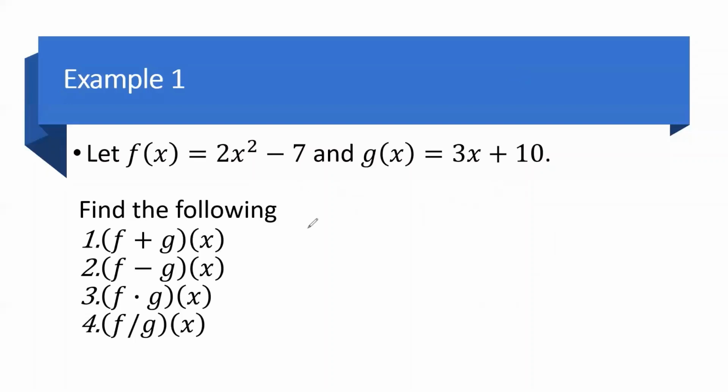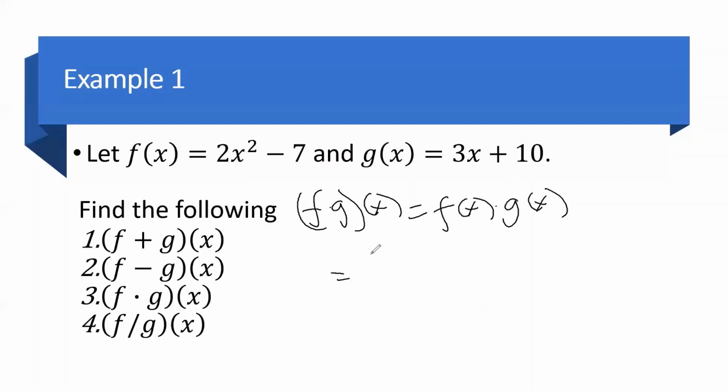Now, number 3. Number 3 is f times g of x. So we're going to multiply. So f of x times g of x. For f of x again, we're going to make use of the same given. This is 2x squared minus 7 times 3x plus 10. Now recall the FOIL method. So we're going to do the FOIL method here.